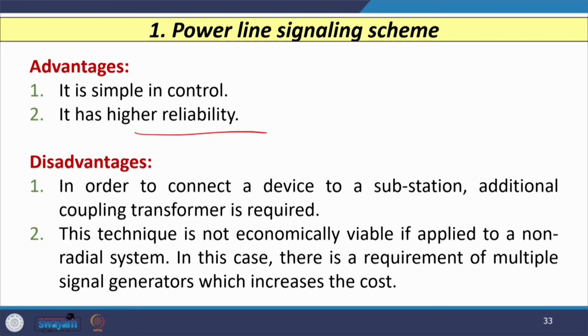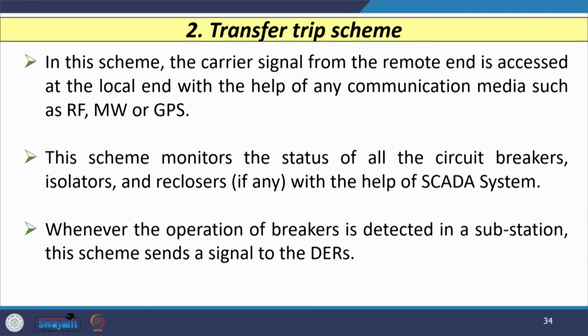In order to connect a device to a substation, an additional coupling transformer is required if we wish to implement power line signaling scheme. This technique is also not economically viable, particularly for a system which is non-radial in nature. Why? Because in this case there is a requirement of multiple signal generators, which increases the overall cost of the system. The second category of scheme that is used in remote detection technique is the transfer trip scheme.